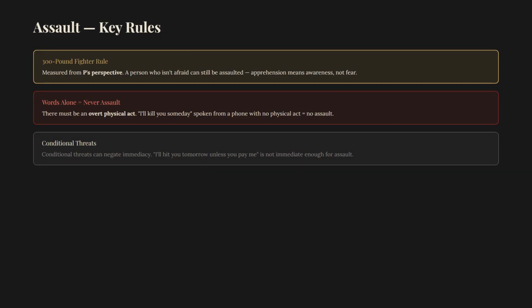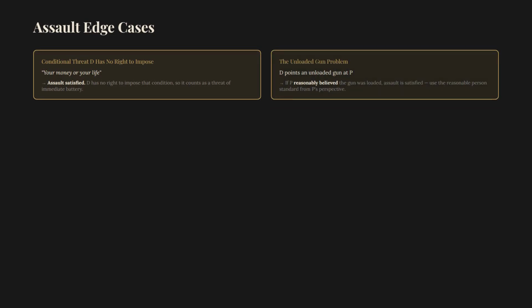Conditional threats can negate immediacy, but a conditional threat D has no right to impose, like raising a fist and saying your money or your life, is sufficient. The unloaded gun problem. If P reasonably believed the gun was loaded, assault is satisfied.